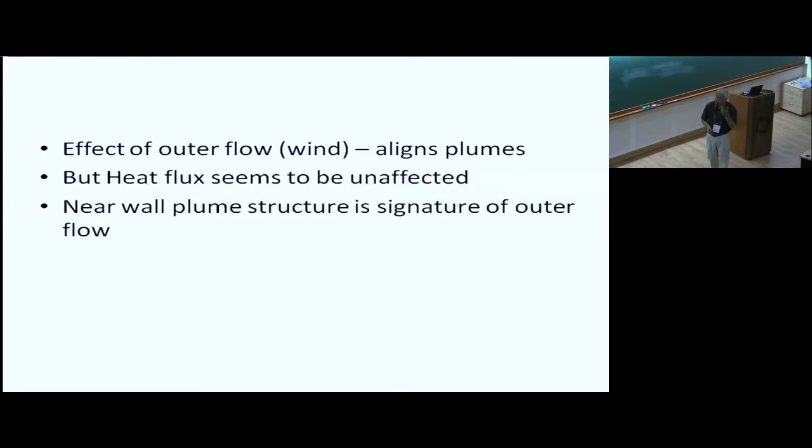So one important question which people have been asking is, what does the outer wind or the outer flow do? So one of the things is it aligns the plumes, but importantly, the heat flux is not much affected at all. And that is the reason why you get that Ra to the power of 1/3 scaling. And in fact, the near wall plume structure is a signature of the outer flow.